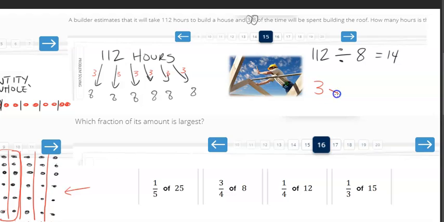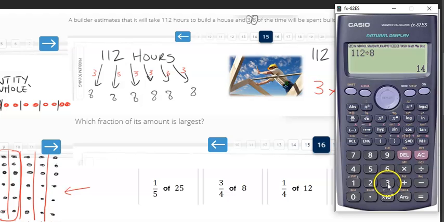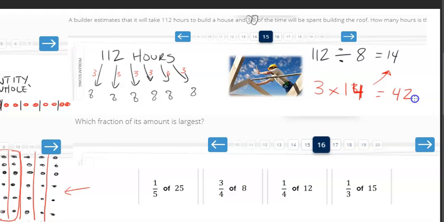So how many hours have we contributed to the roof? Well, that should be 14. We're just figuring out how many lots of 3 hours we need. That's 14, based on finding out how many chunks of 8 there were in 112 to begin with. So 3 times 14 gives us 42. Or in other words, 3/8 of 112 hours, which is nearly half, is 42.